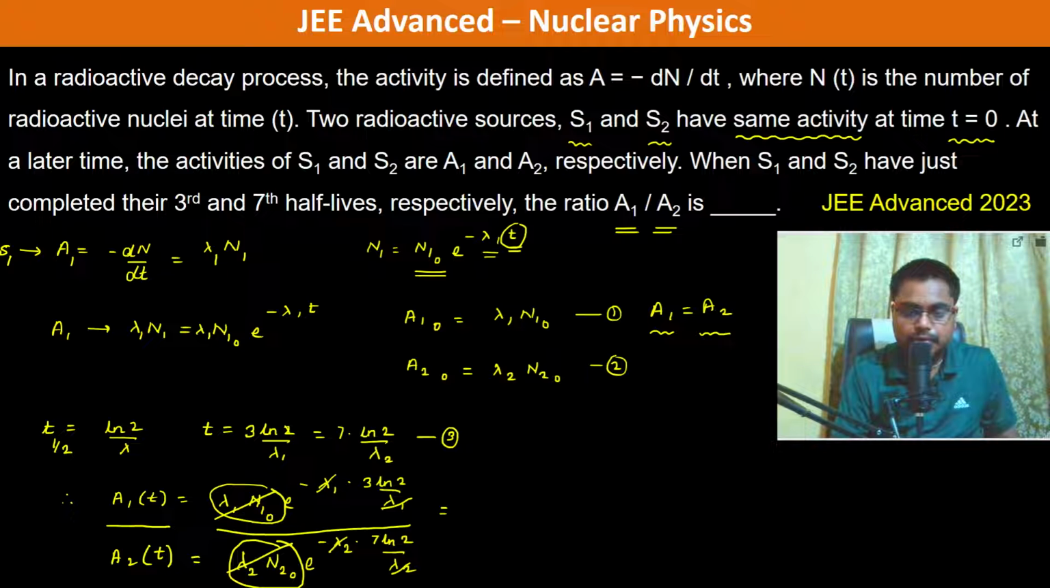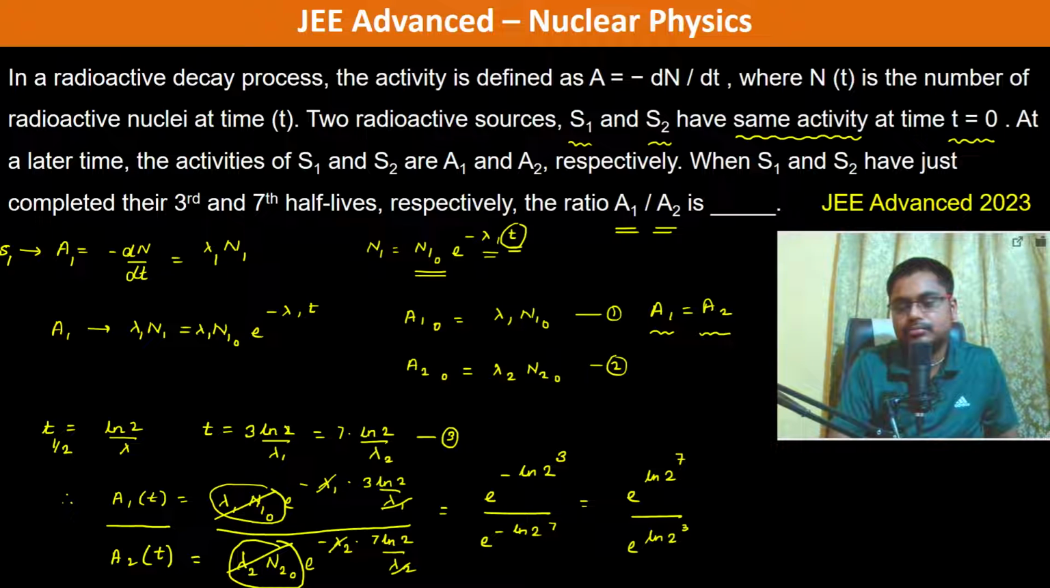So what we are left with is e to the power minus ln2, to the power 3, divided by e to the power minus ln2, to the power 7, which is e to the power ln2 to the power 7 divided by e to the power ln2 cube.